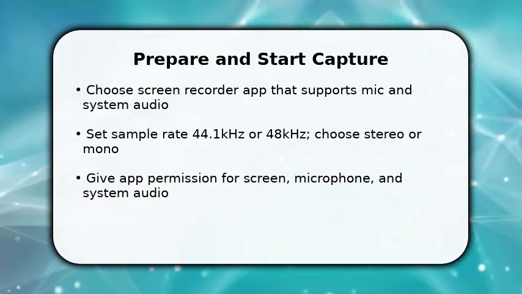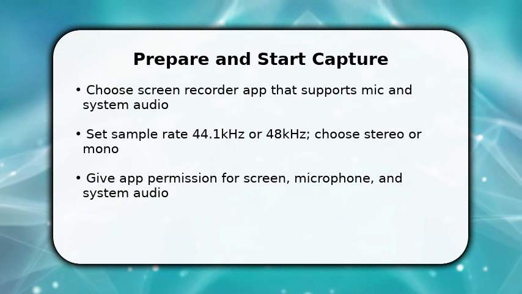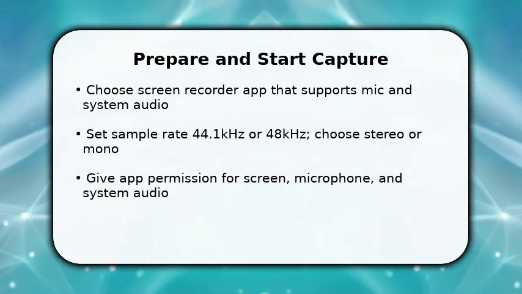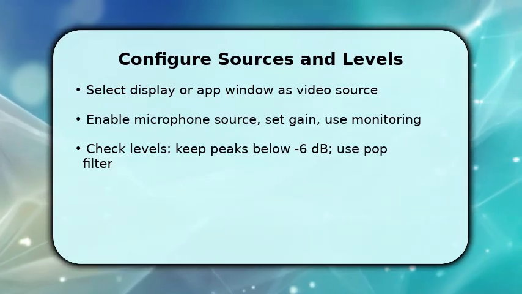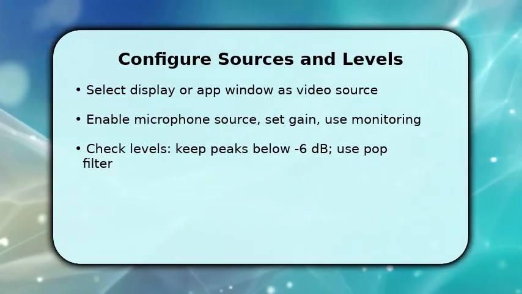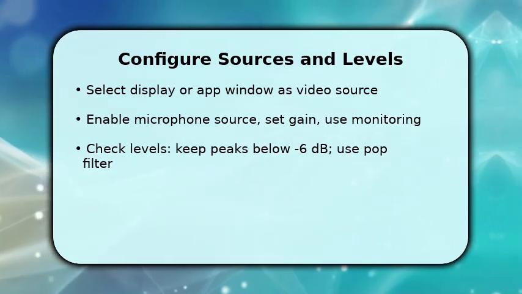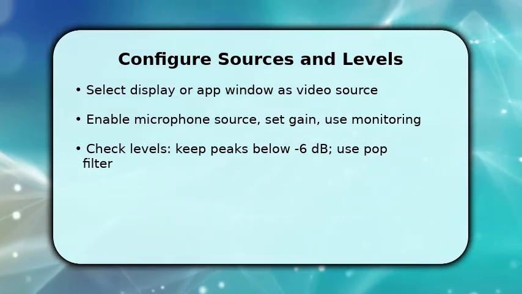Now position your app windows and press the capture button to start recording both screen and your voice simultaneously. Next, select whether you record the full display or a single app window and lock that source so it won't switch mid-recording. Then route your microphone into the recorder and set input gain.